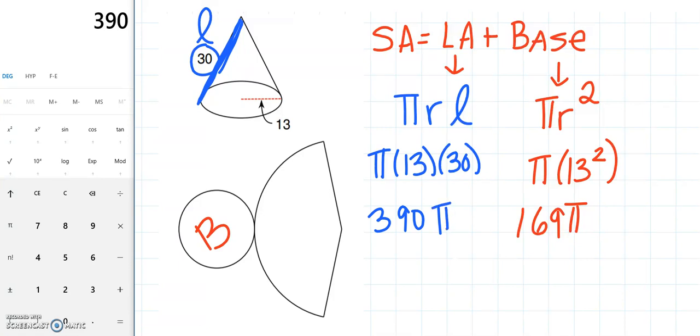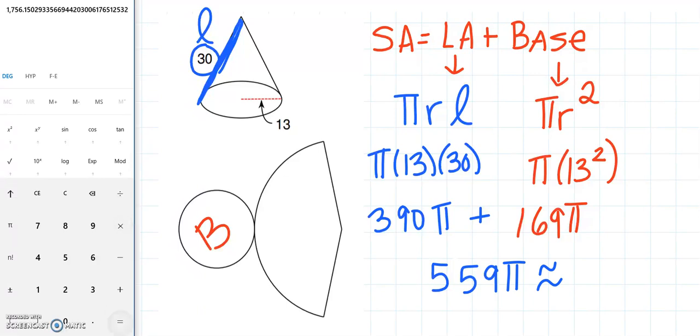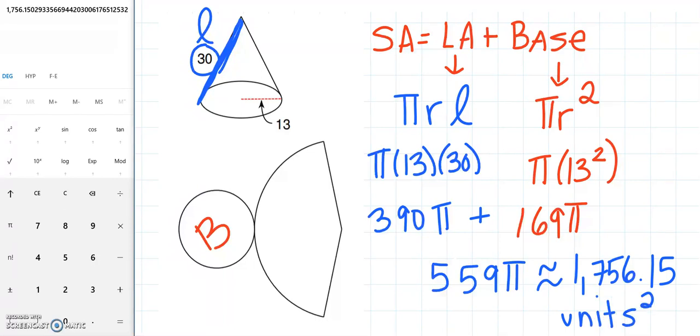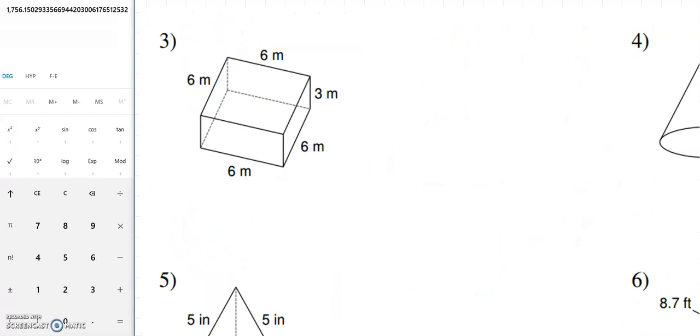Add 390 and 169 together. So in my calculator, I'm going to add 169, and I get 559 pi, which I wanted to approximate to the nearest tenth or something like that. I'd multiply by pi, and I get 1,756.15, going to the nearest hundredth, units squared. Now let's take a look at this example.